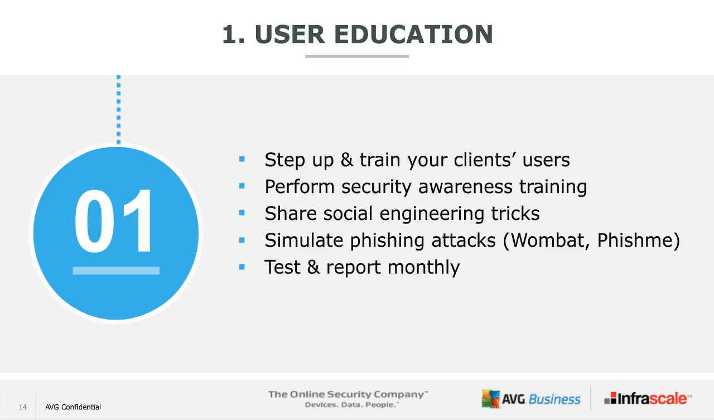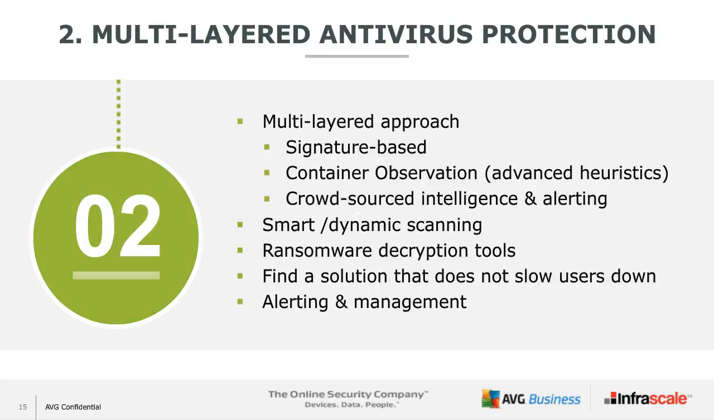Step two, then, after you've done the education, is make sure you implement a multi-layered antivirus solution, right? So that means signature-based detection, but also container observation with advanced heuristics, where we isolate files, run them, and find out what they're doing, crowdsourced intelligence and alerting. The great thing about AVG is they have all of this built into their tools, both for consumers and for SMBs, and they've got wonderful centralized management tools that allow you to deploy, manage, and monitor. So I'm pretty sure everybody on the line is already an AVG partner and therefore understands the power of their suite. If you're not an AVG partner, I strongly recommend that you look into becoming one.